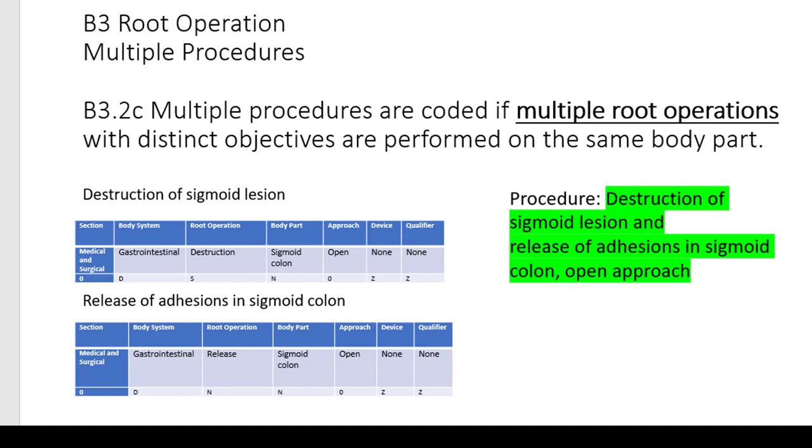Here's another one. The guideline: multiple procedures are coded if multiple root operations are performed on the same body part. So you've got the example I've given you here, destruction of a sigmoid lesion and release of adhesions in the sigmoid colon, open approach. The 2 root operations we're looking at are destruction and release, and you're going to code them there using sigmoid colon as your body part. But you see there are two different codes because you've got two different root operations.